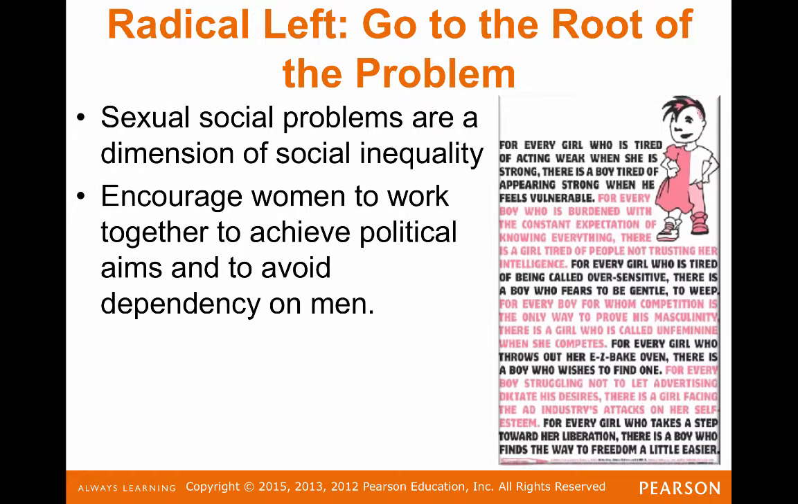So radicals on the left encourage women to work together to achieve political aims and to avoid dependency on men, right? And I have this little poster here on the right that talks about this, or just hints at this issue of gender not just being something that's repressive and exploitive towards women, but also something that's repressive and exploitive towards men, right? So this idea: for every girl who's tired of acting weak when she is strong, there's a boy tired of appearing strong when he feels vulnerable.